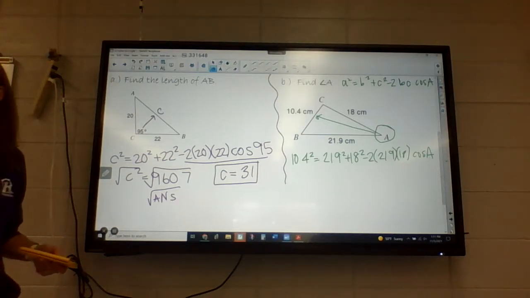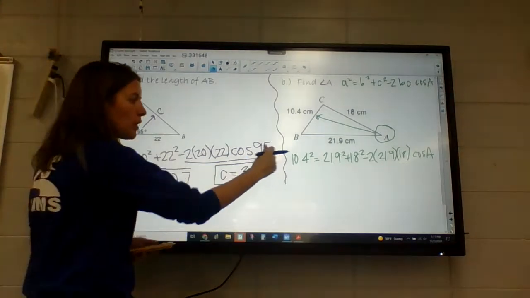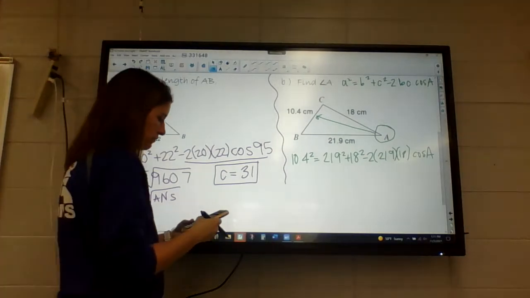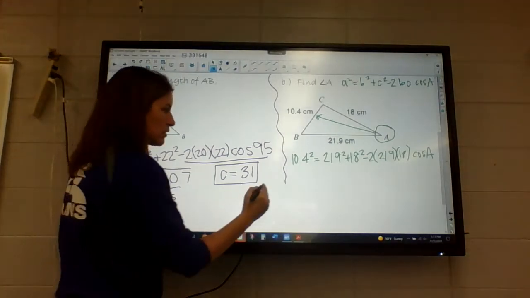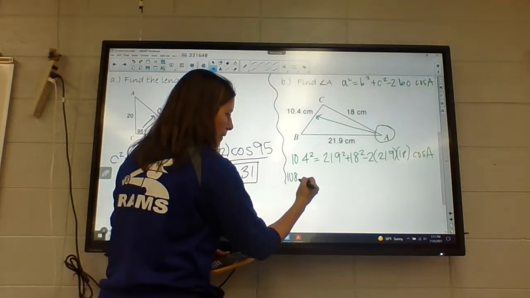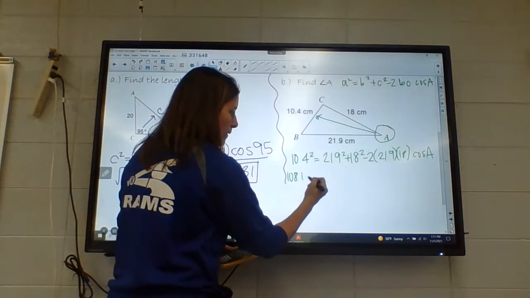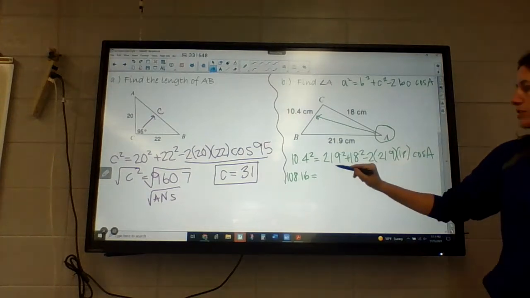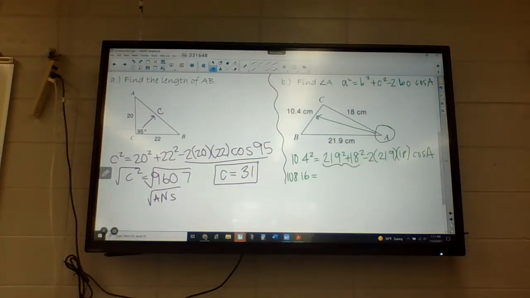Variable sitting over there. Think of it as an x. So I'm going to square 10.4. And then remember order of operations. So I'm going to do the exponents next, but I can also combine them together. So I'm going to do those exponents. So I'm going to do 21.9 squared plus 18 squared.